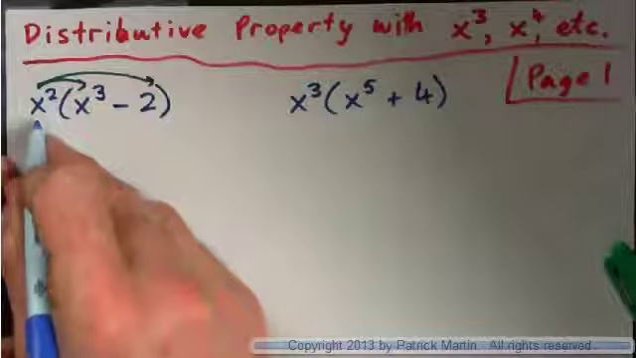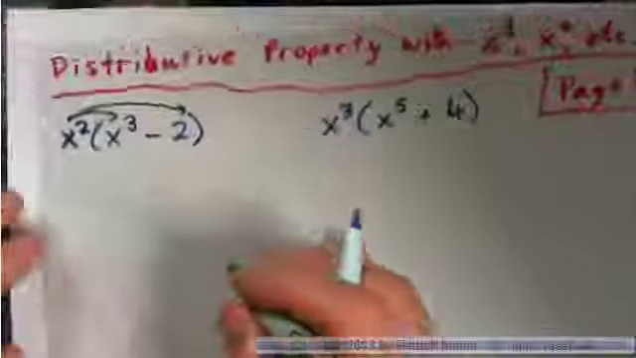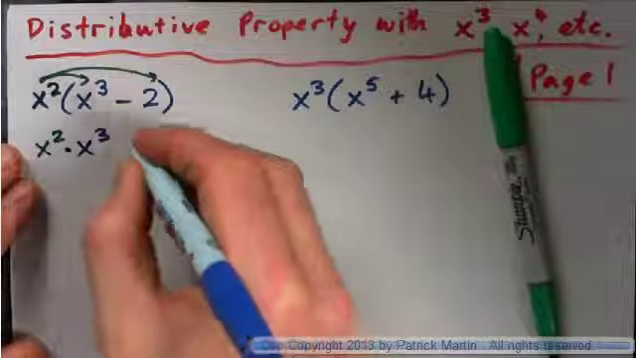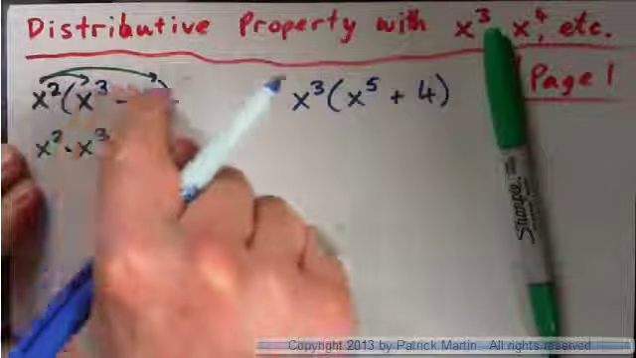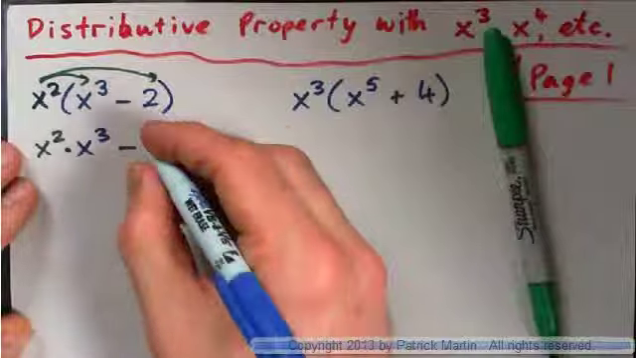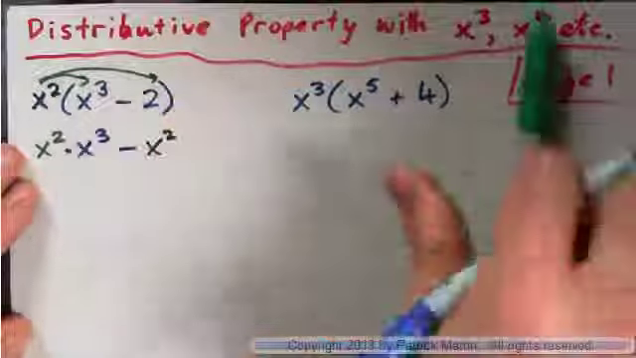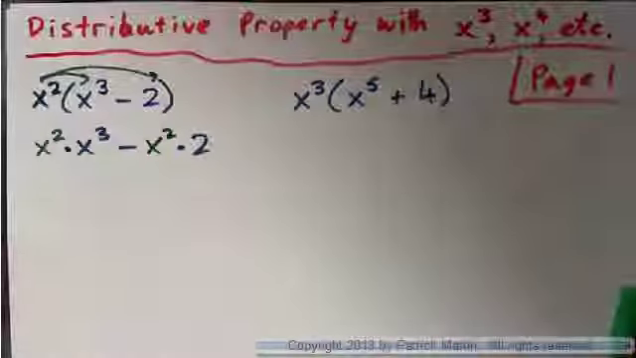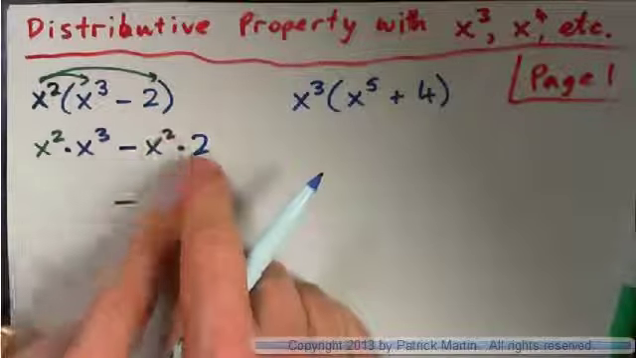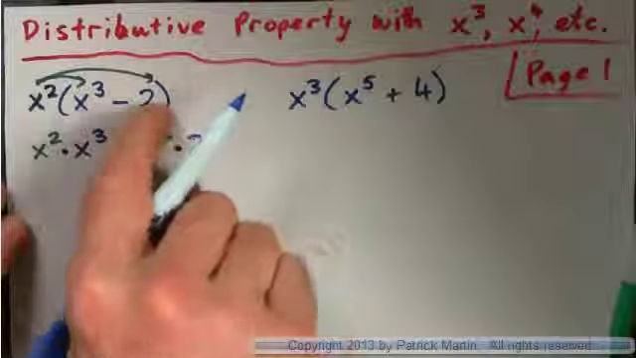Now, x squared times x cubed, and you don't have to write all this out, but I'm going to write it out just so we can see it clearly. So it'll be x squared times x cubed, and then minus x squared times 2, or negative 2 times x squared. But if you just look at this term, what's the point in even writing that out? That's obviously just negative 2x squared, because it's just negative 2 times this.